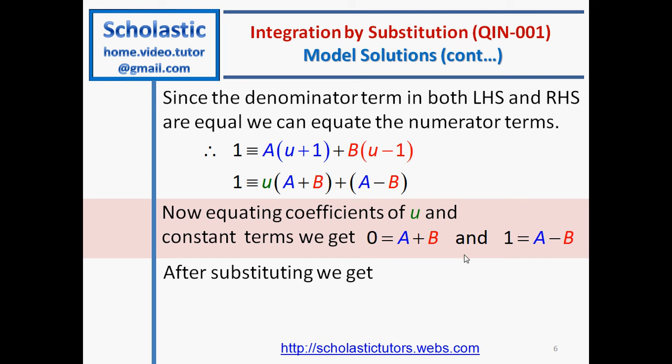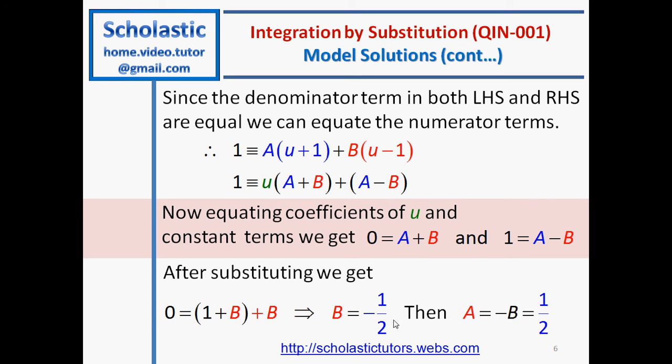And now we can substitute the second equation into the first equation to find the value of b. From the second equation we can see a equals 1 plus b, so substitute it here. We get 1 plus 2b equals 0, meaning b equals negative half. And we know a equals minus b from the first equation, therefore a equals negative of negative half, meaning positive half.